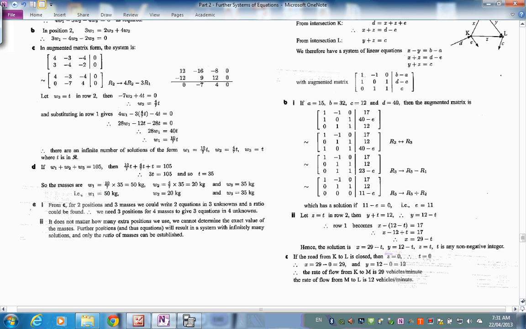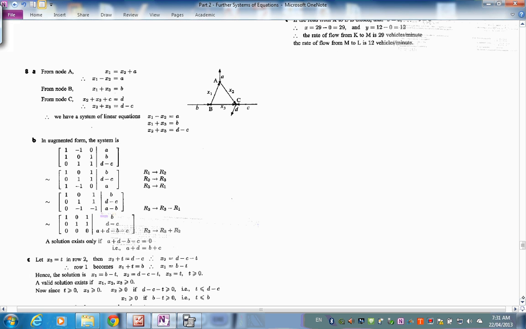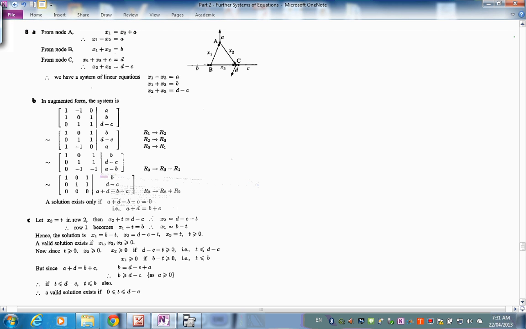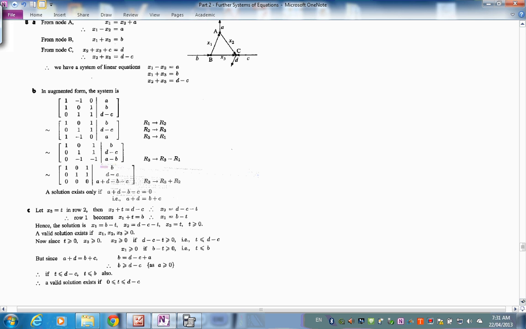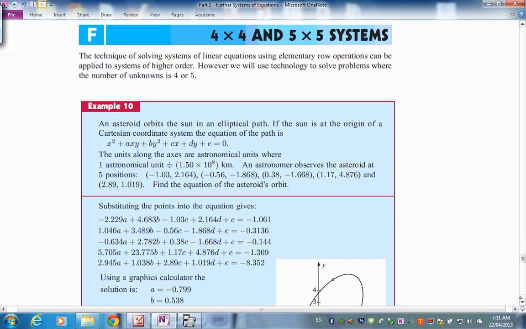I'm going to go on now. Oh, here we are. Hang on, we've got question 8. Nearly forgot that one. All right. Can it get any bigger and better? Oh, yes, it can. 4x4 and 5x5 systems. I just wonder, could you do it?